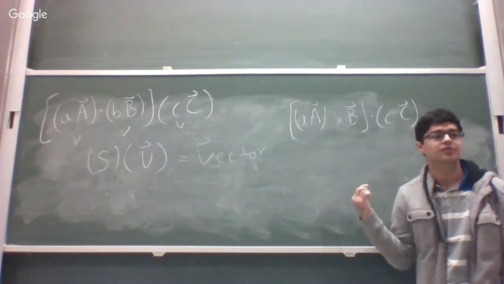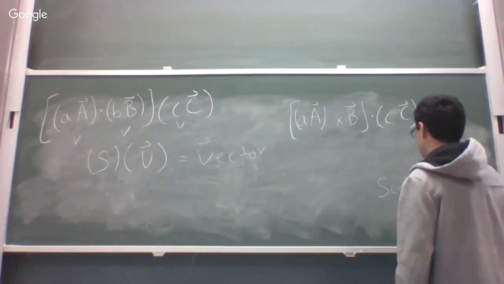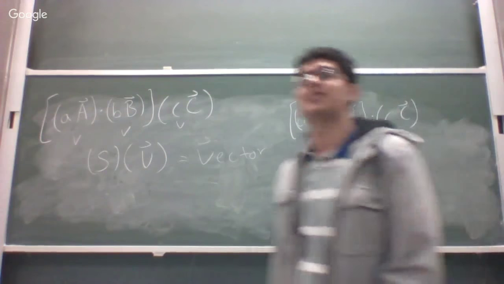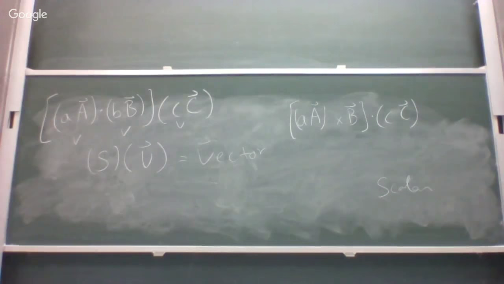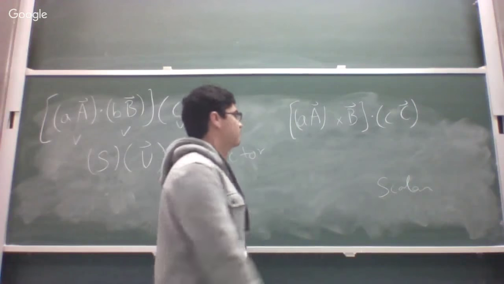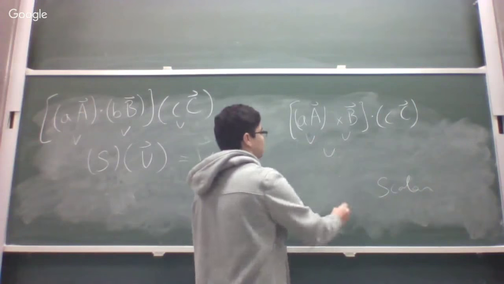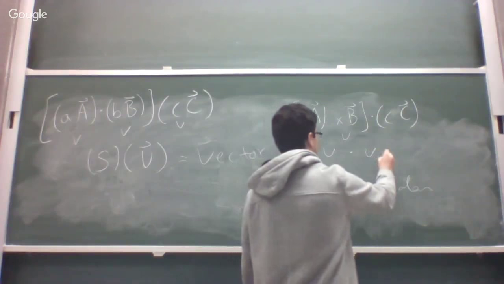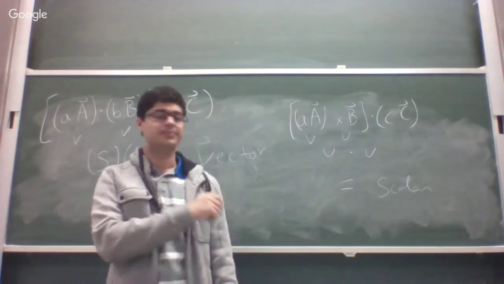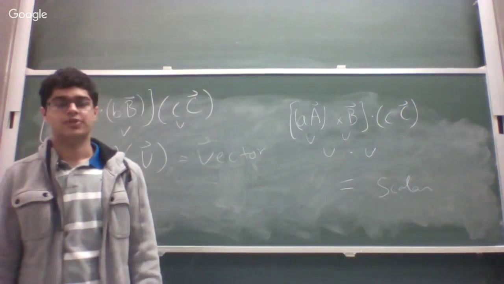What is this? It's a scalar. Who wants to explain it? Let's call on a random person. The constant times a vector is a vector, and the other is a vector, then you cross them, so you get a vector. And then the other one's also a vector. Did you all follow that? I'll do one more. This one.